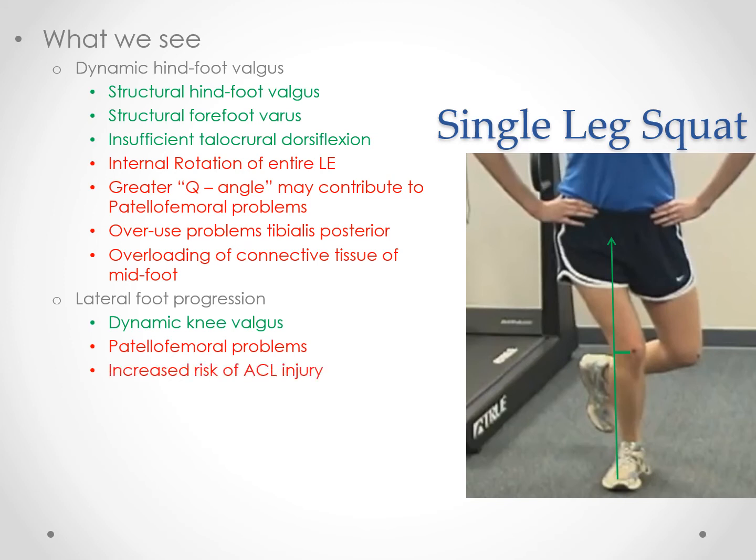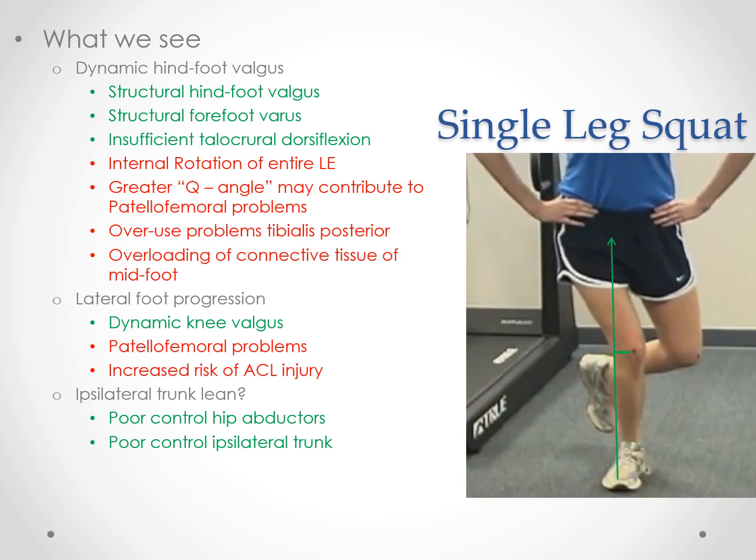And that can contribute to ACL problems, or also because of the valgus of the knee, contribute to risk of ACL injury. Sometimes, and you can't see it in this case, you may also see an ipsilateral trunk lean during this test of unilateral squat. And that can be due to poor control of the hip abductors or poor control of the ipsilateral trunk.